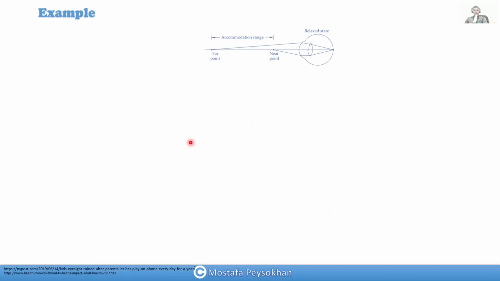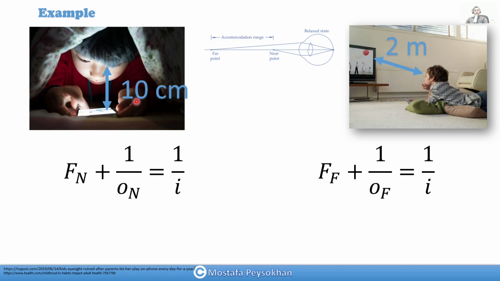Now let's look at an example. Here we have a kid looking at a cell phone at 10 centimeters, which is a really bad habit because it puts too much pressure on your eye. Another kid is watching TV at 2 meters. In this case, as I said, the image is constant. The image is on the retina, always at a constant distance, so we just put I. But the lens accommodates, so we put F_n for near distance, F_f for far distance, object near, object far.